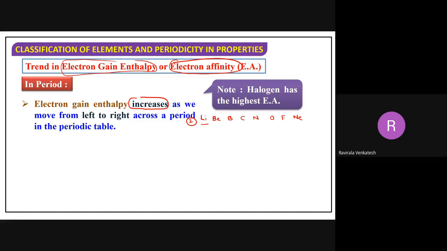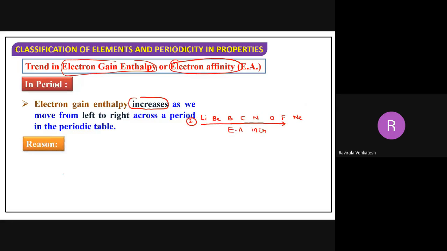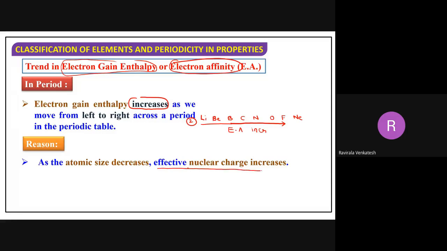Now the rule is what? Left to right, electron affinity values will increase. What is the reason? Nuclear force of attraction increases here. The reason is that the effective nuclear charge increases, so the nuclear forces of attraction are increasing.